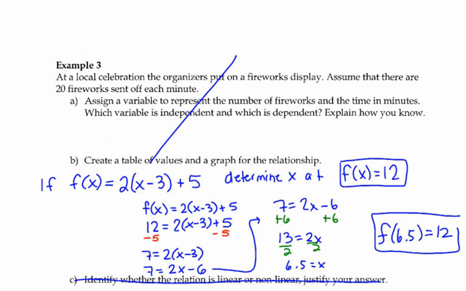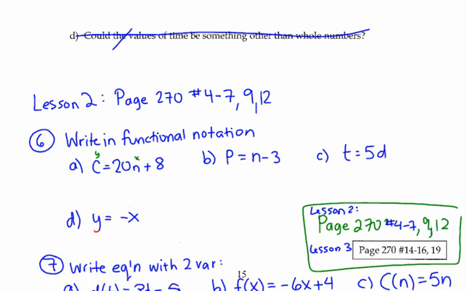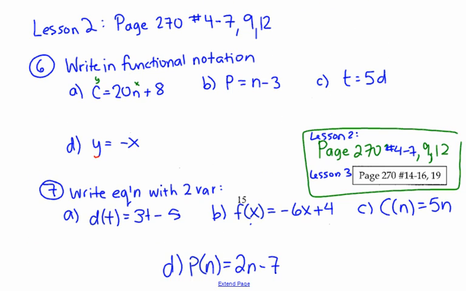Okay. So let's go down here. Lesson 2 is the following: 4 to 7, 9 and 12. And lesson 3 is 14 to 16 and 19. Okay, so that's your homework for tonight, all of this. 270, 4 to 7, 9 and 12. So this box right here, you guys have it in front of you. It's in your book. So lesson 2 and 3.